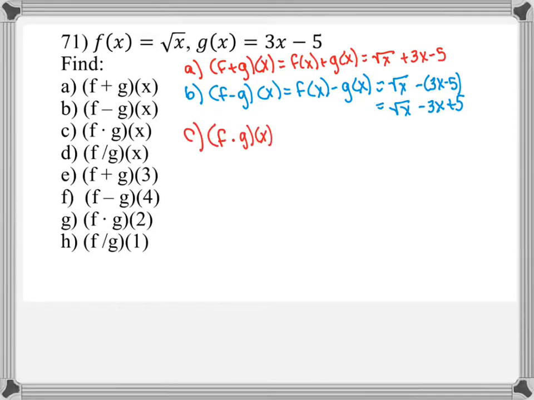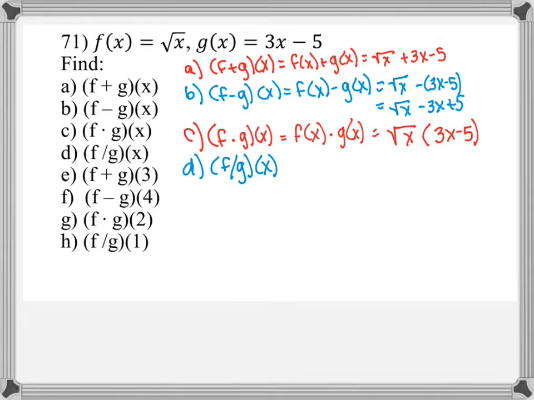C is asking for f times g of x. That is a solid multiplication symbol. It's not the open composite circle. This is equivalent to f of x times g of x, or the square root of x times the quantity 3x minus 5. You could distribute this, but it really doesn't make it any simpler, so I'm going to leave it like that.